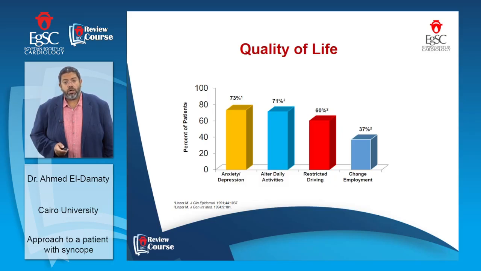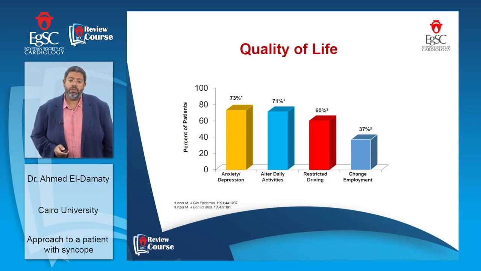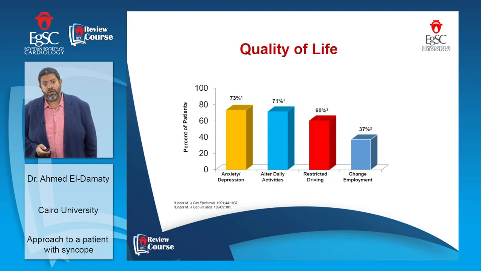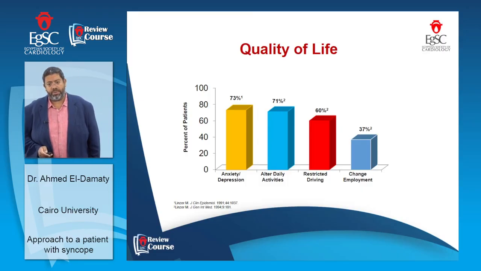This is a bar chart stating how syncope could affect the quality of life. This data is based on questionnaires and surveys, and it showed that anxiety and depression can occur in 70% of patients or so. It can affect daily activities in another 70%, can lead to restricted driving in about 60% of patients, and an important number, it can lead to lifestyle change up to changing employment in close to 40% of patients.